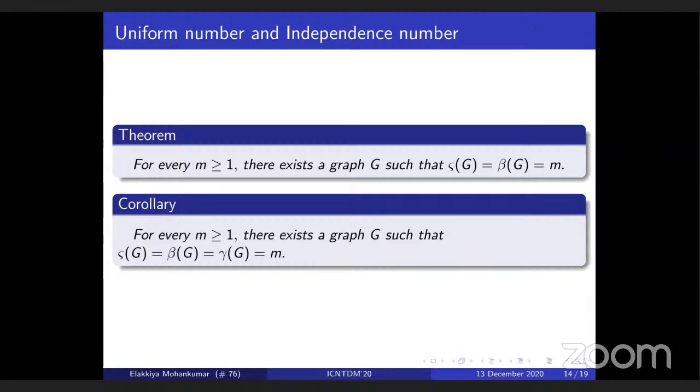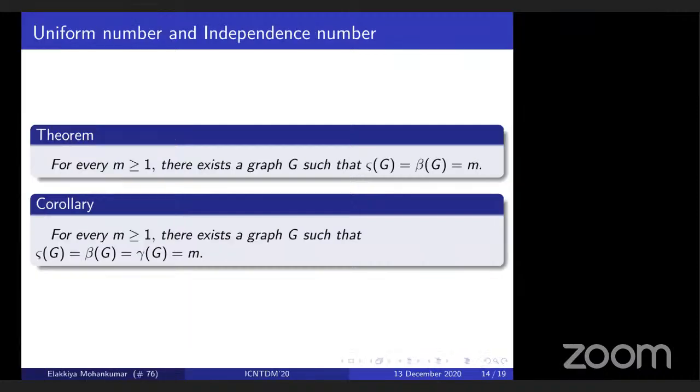And then we are getting some relationship between uniform number and independence number. For every m greater than or equal to 1, there exists a graph G such that tau of G, that is the uniform number of a graph G, is equal to the independence number of G, that is beta of G, that is equal to m. So from the corollary, for every m greater than or equal to 1, there exists a graph G such that tau of G is equal to beta of G is equal to gamma of G, that is equal to m.